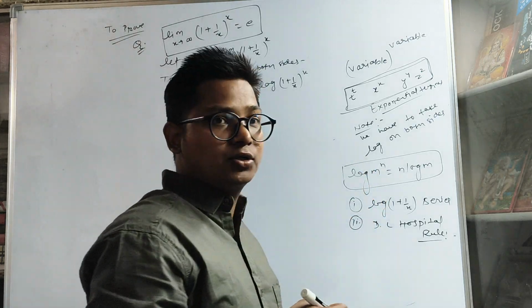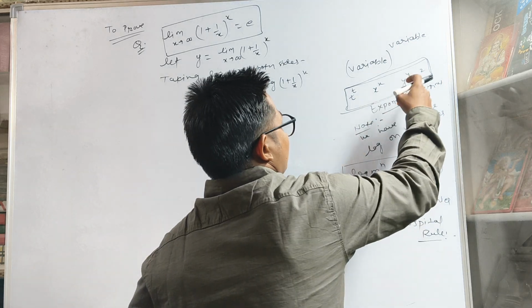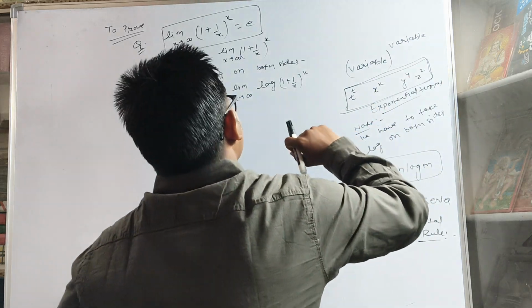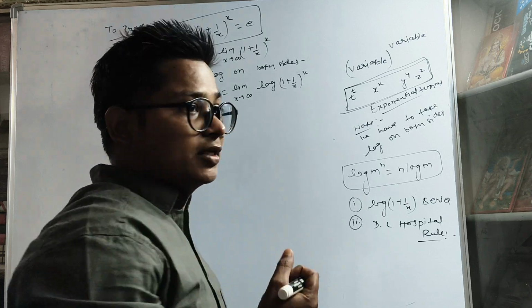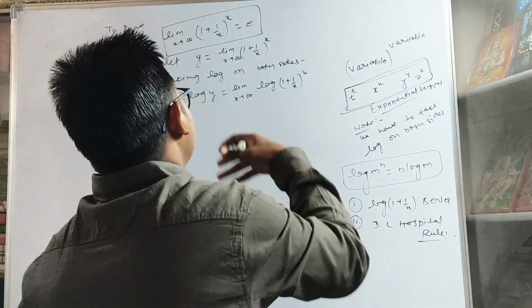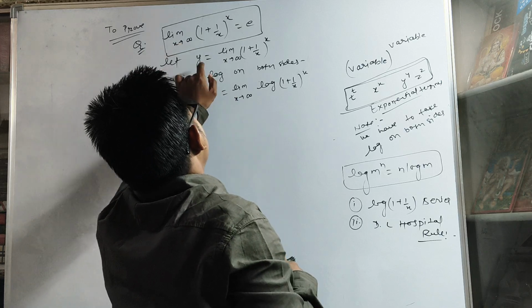Whenever we have a variable to the power variable, that means x to the power x, y to the power y and z to the power z. So we have the same thing here: 1 plus 1 by x is a variable whole term to the power variable. Then we have to take log on both sides by assuming the left hand side equal to y.